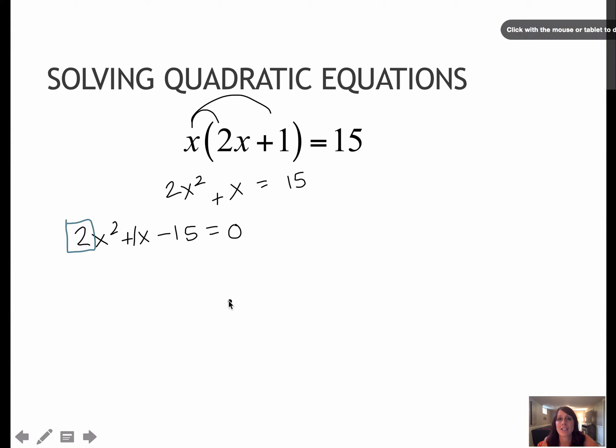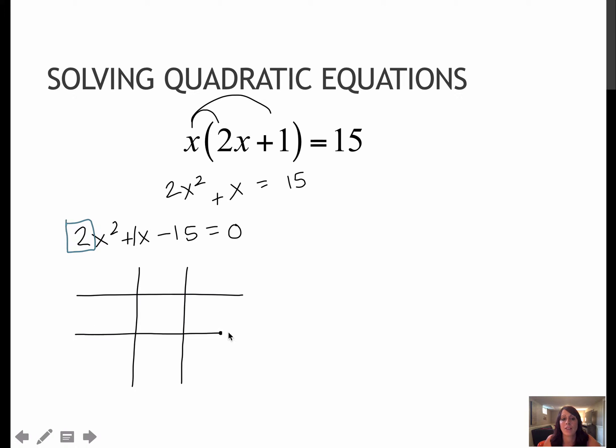I believe Alex teaches a similar method, but they call it the AC method. If you like that way better, you are certainly welcome to use that way. I like this way because when I was taught how to do it way back in the day, I just had to guess and check, and that was a very lengthy and tedious process.